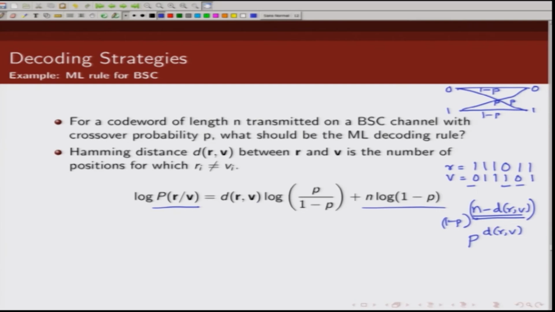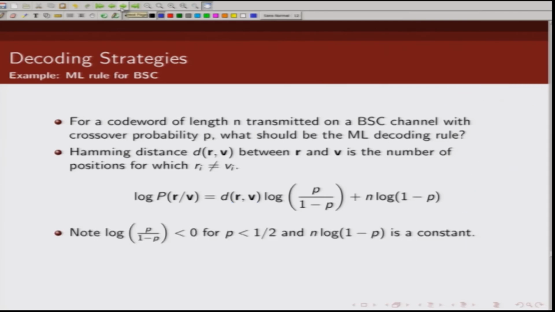In other words, we should choose a code word v in such a way such that d(r,v) is minimized. When d(r,v) is minimized, then only minus of d(r,v) will be maximized. So, that is what we are saying here. Log of p by 1 minus p is less than 0, so this will be a negative quantity. When you want to maximize a negative quantity, this term should be as small as possible, and this term does not depend on selection of v.